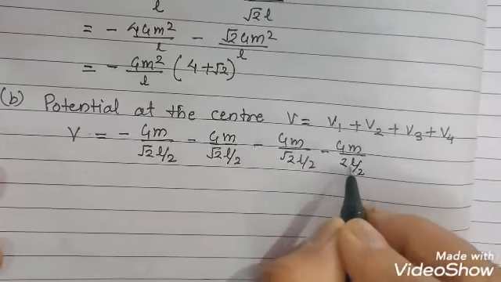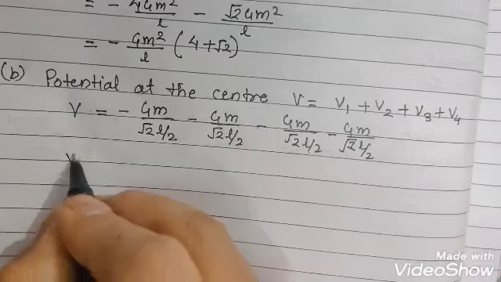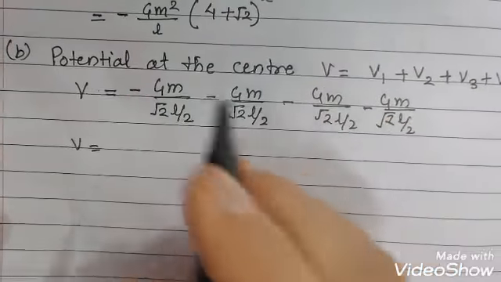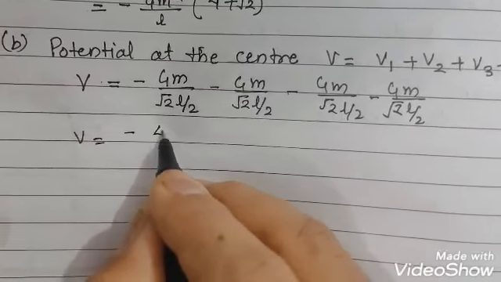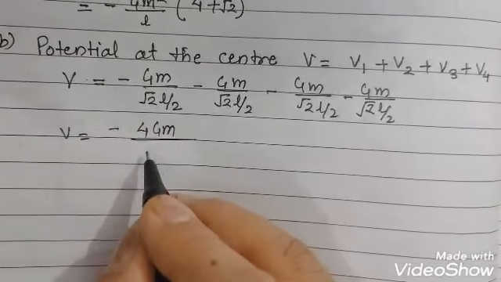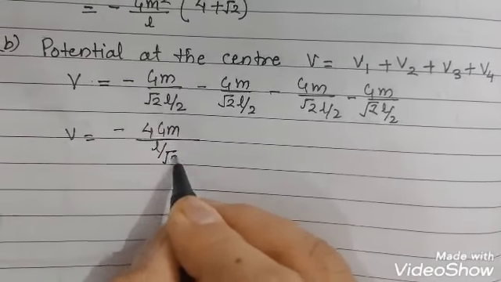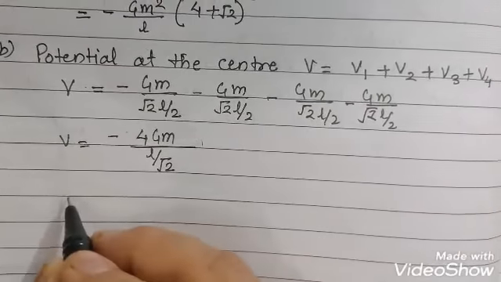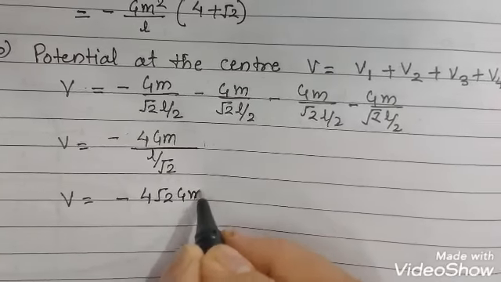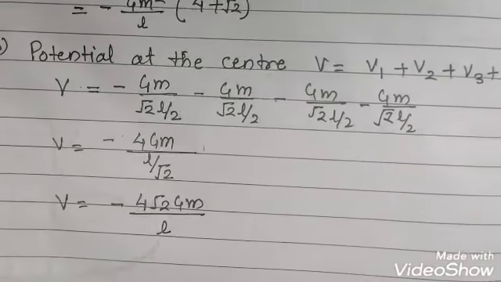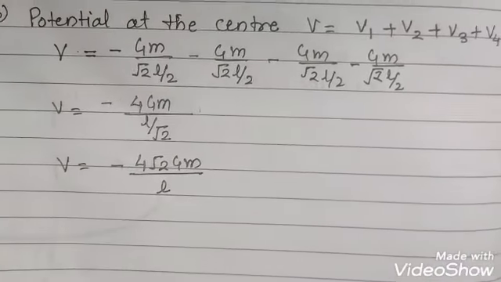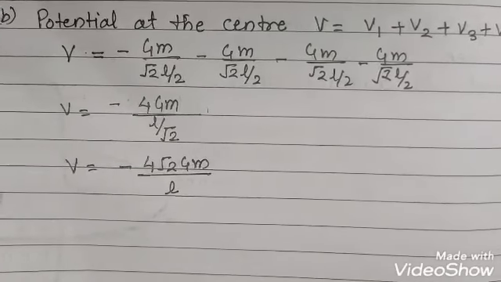So we can simplify this also, since these are 4 identical terms. All the quantities are identical, so this is minus 4 GM, and this root 2 will cancel, giving us L upon root 2. This root 2 will go up, then V is equal to minus 4 root 2 GM upon L, and this would be the potential at the center because of this 4 particle system.